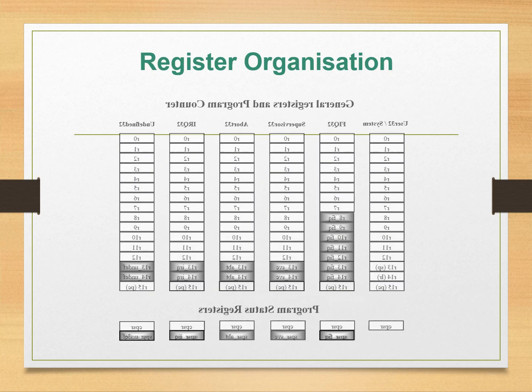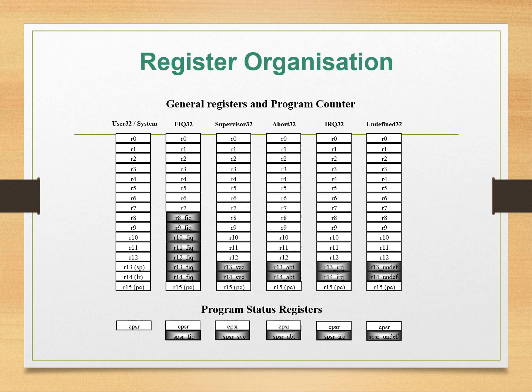Now we look at the organization of the registers. We have the user 32, system, FIQ 32, supervisor 32, abort 32, IRQ and undefined, and each of them has its status program register. Later on we are going to discuss in detail. For example, the user mode is R0 until R12, so in total 13. R0 until R7 is the same as the system, but the rest are their own.